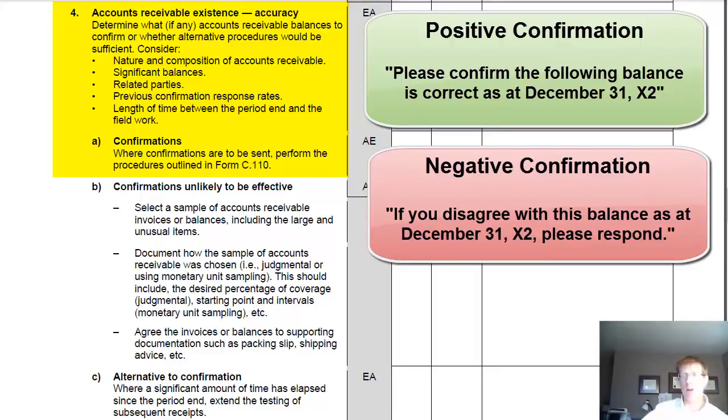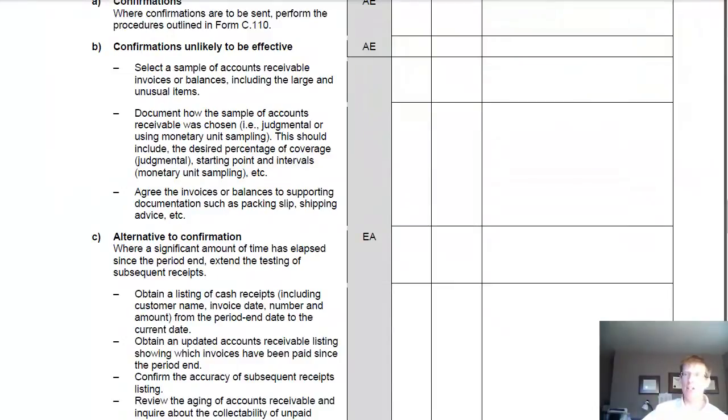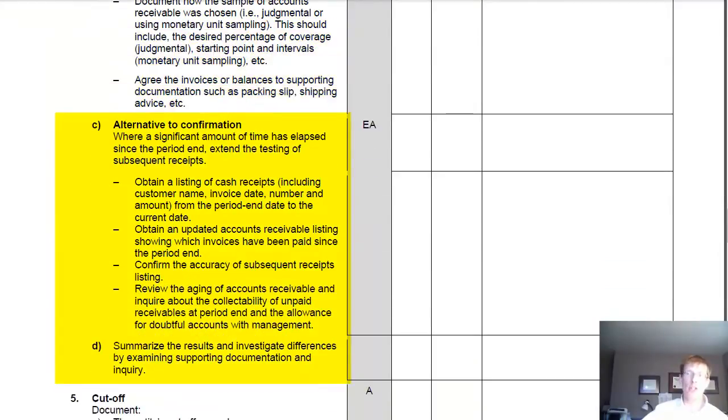The performance of the confirmation actually sends us to another form to fill out. So there's a lot that's involved in sending out and controlling confirmations, mainly because we want to make sure that the client does not interfere and that we're obtaining independent evidence directly from the customers. That's why there's a lot of procedures involved in the confirmation process. You'll also notice later on in this section there are alternative procedures that may be performed for situations where confirmations are unlikely to be effective, and it also provides suggestions for alternatives to performing confirmation.